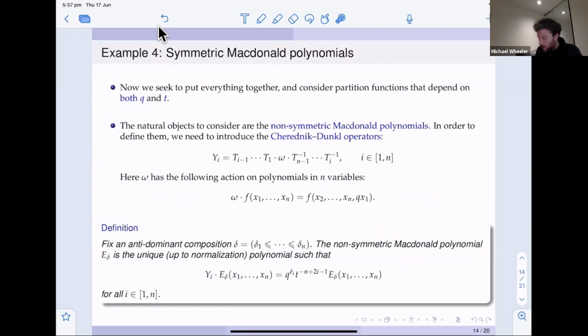To conclude the lecture, I wanted to say something about how you can put everything together now and define a generic q and t theory, which brings together these two notions of temperature that we've been talking about. And so these now will be the symmetric Macdonald polynomials.